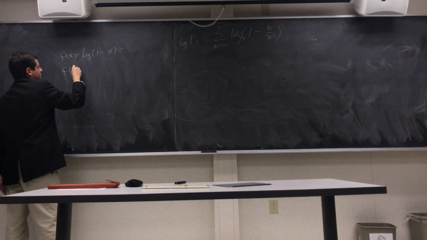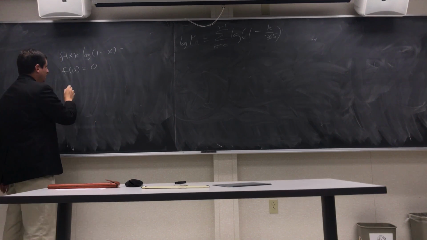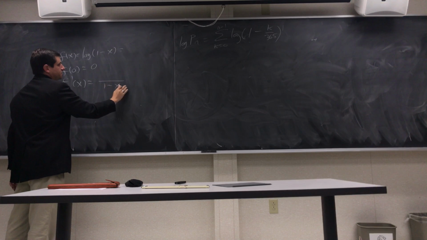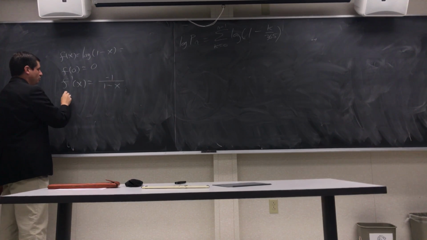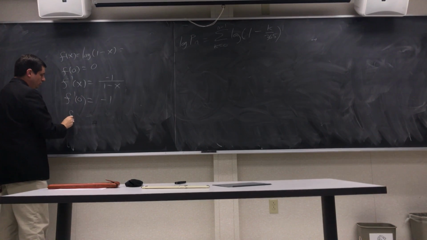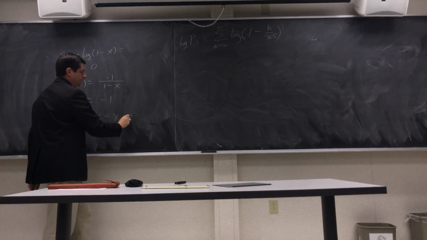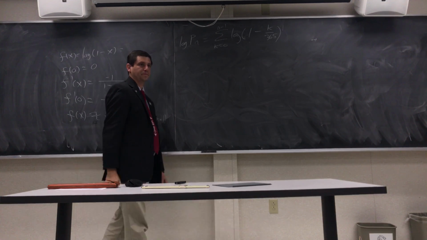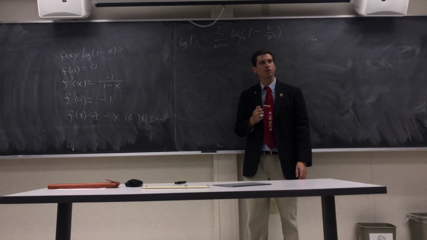So f of 0 is just going to be the log of 1, which is just 0. F prime of x is 1 minus x, and the log of 1 minus x will be a negative 1. So f prime of 0 is just going to be negative 1. So f of x is approximately negative x if x is small. So this is the first order Taylor series. This is the tangent line approximation to the logarithm.